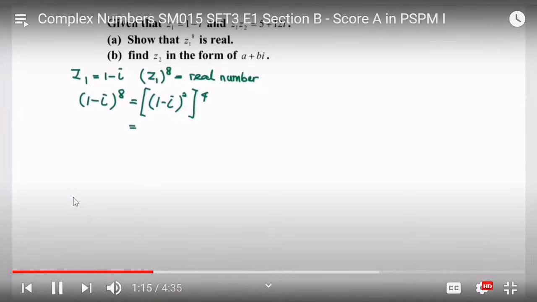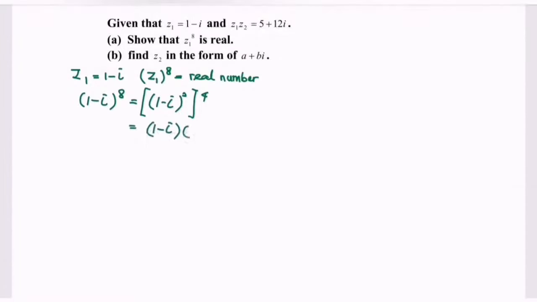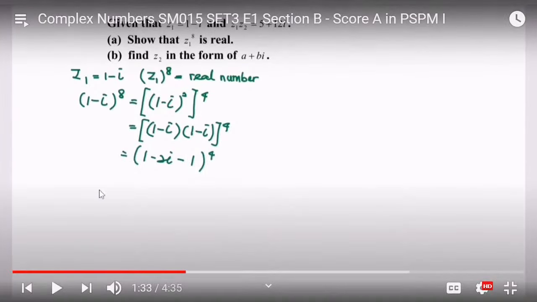And expand the situation. 1 minus i multiply with 1 minus i, bracket, to the power of 4. So by expanding the situation, we will have 1 minus 2i minus 1, power of 4. Finally, so, ada masalah tak sampai sini? Tak ada. Just that kena berhati-hati. Yang pentingnya belakang ni, negative i dengan negative i. Kenapa dapat negative 1? Cuba fikirkan. Okay? We will have negative 2i to the power of 4.